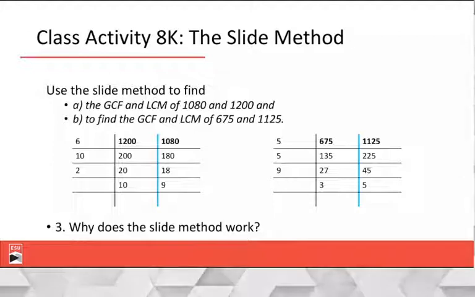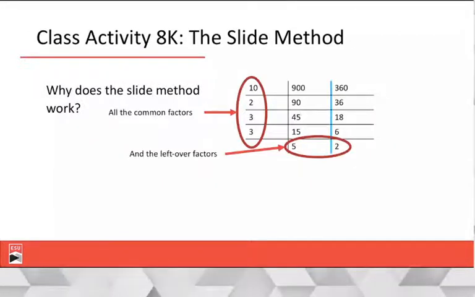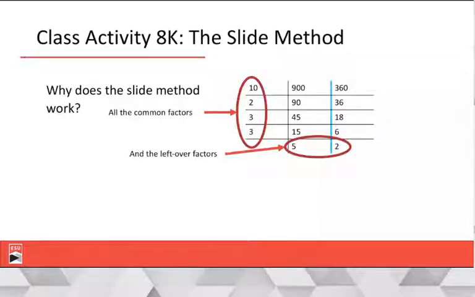And why does it work? Because the ones along the left, those factors, are the common ones, and the ones at the bottom are those that are left over. And we had our two rules that our GCF is all the common factors, and our LCM is all the common factors and all of the ones left over.